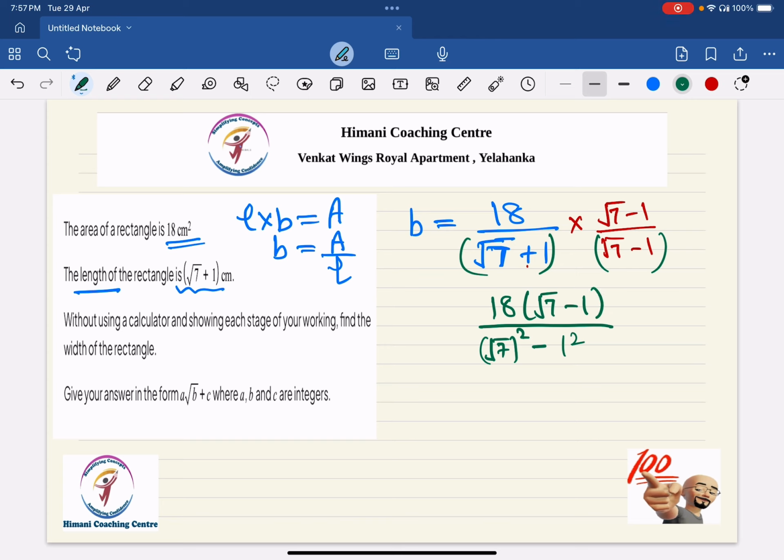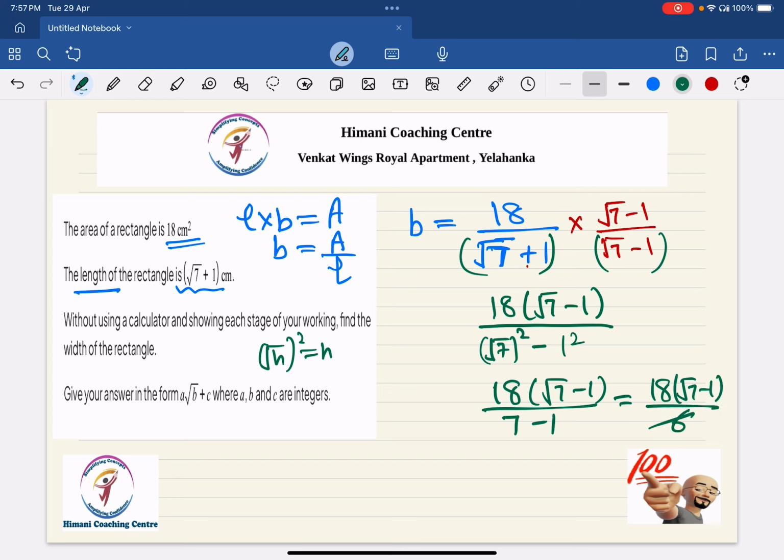Okay. Now let us solve. As I said, root of n square gives us n. Here, root 7 square should give us 7. So 18 times root 7 minus 1, and we get 7 minus 1. Now 7 minus 1 is 6. So we get 18 times root 7 minus 1 by 6. Now 6 times 3 is 18. Because we have to give the answer like this, I will open the bracket. So we have 3 times root 7 minus 1, which we can write as 3 root 7 minus 3. And that is our answer.